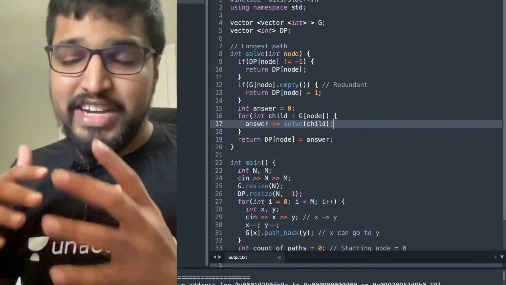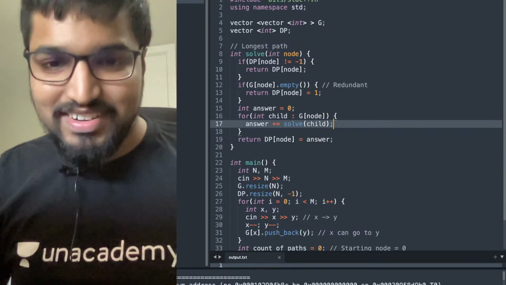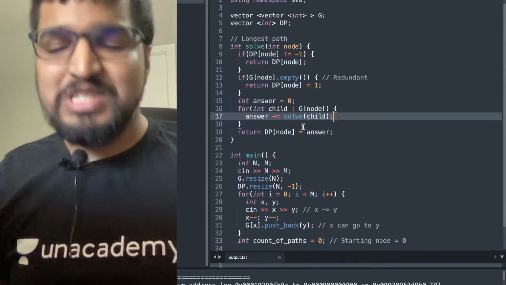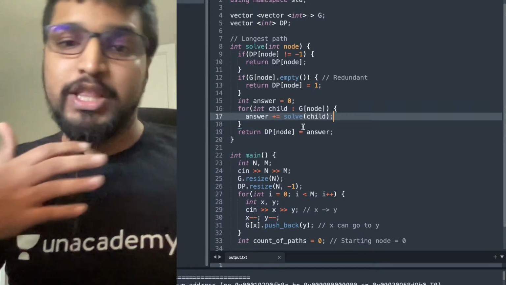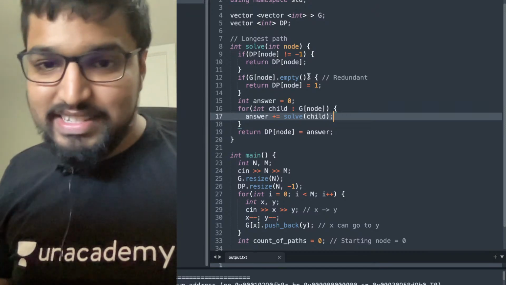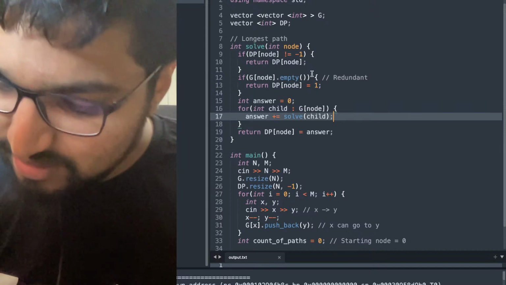For a lot of DP questions, the format is going to look similar. You iterate over the children, and for each child, you either take the max. Previously you took the max, now you take the sum, and you change the base case. That's the only difference.